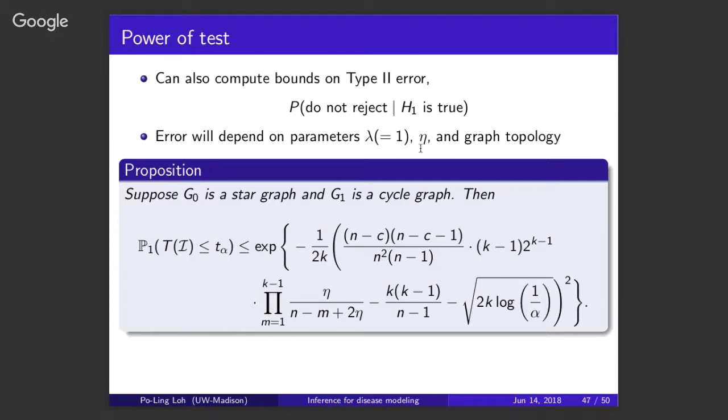So what you would expect is that if eta is getting larger relative to lambda, then most of the infections are happening over edges, right? Because it's happening at a much more rapid pace between neighbors than just out of thin air. And so then you would expect that it's much simpler to distinguish two possible graph structures, because most of the infections are happening over edges anyway.